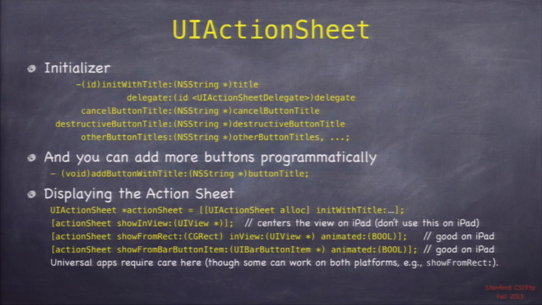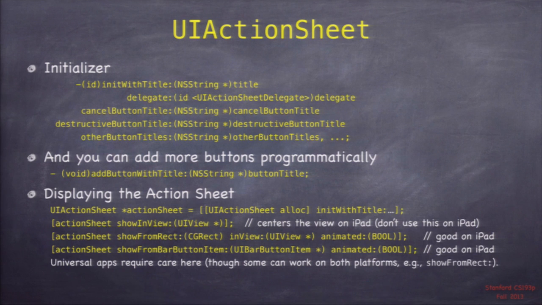So for example, let's imagine you have some text, and someone double clicks a word. And then they want to define the word or copy the word or something like that. I probably wouldn't use it for copy and paste, but do something with that word. And then you might say show from rect and give the rectangle of the word. You see what I mean?